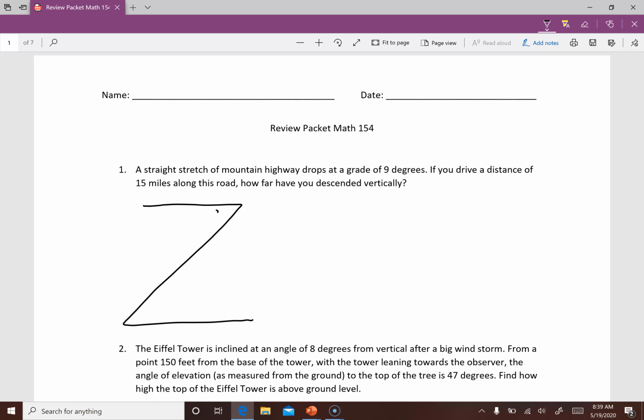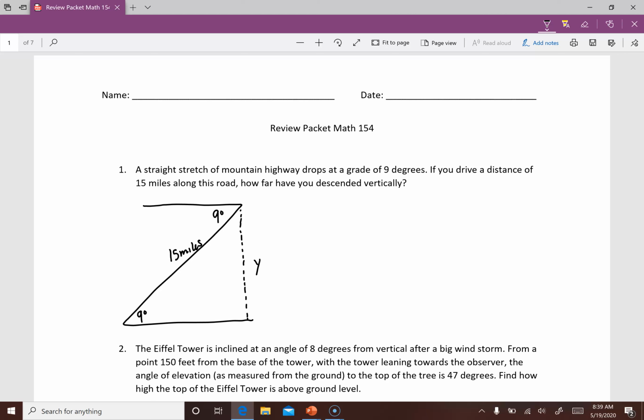And if there's 9 degrees for the descend, there's also 9 degrees for the ascend. And we're talking about the road being in the middle, and that would be 15 miles long. And you could put your vertical line on the left or the right. I'm just going to put it on the right. We're trying to figure out how far we've descended vertically, so I'm going to call that Y because Y stands for up and down.